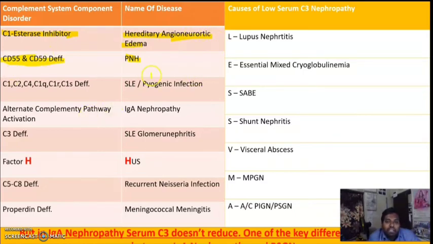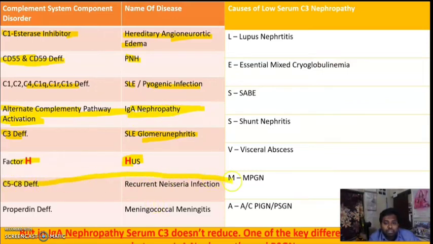Sorry. SLE. In the case of SLE, various complement deficiencies are present: C1q, CR1, etc. Pyogenic infections. One among the mnemonics you can remember is HUS, H for factor H deficiency. C3 deficiency is associated with SLE glomerulonephritis, i.e. lupus nephritis. Alternate complement pathway activation is associated with IgA nephropathy. And this is very important for your MCQ questions. C5 to C8 deficiency is associated with recurrent Neisseria infection, properdin deficiency, meningococcus.